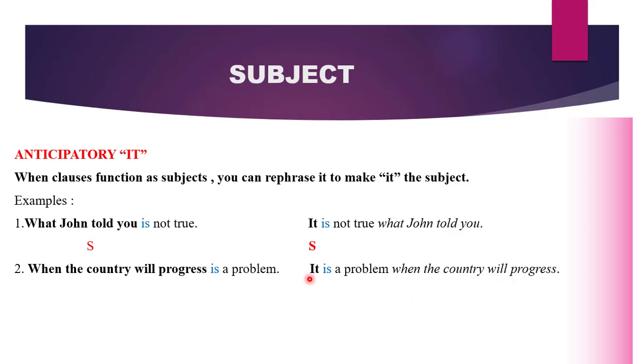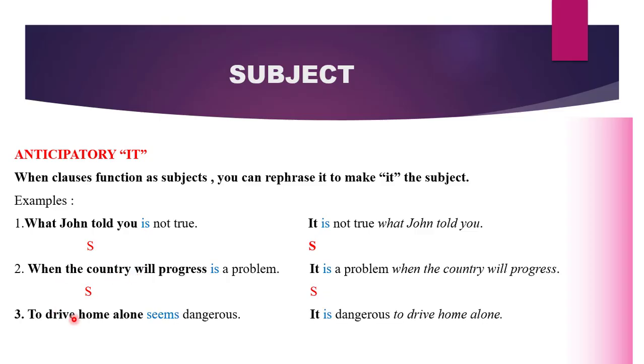So in this sentence, it is functioning as a subject, and it is an anticipatory it because it has taken the place of a clause. To drive home alone seems dangerous. It is dangerous to drive home alone. Or you can say, it seems dangerous to drive home alone.